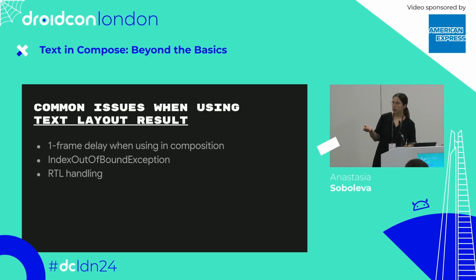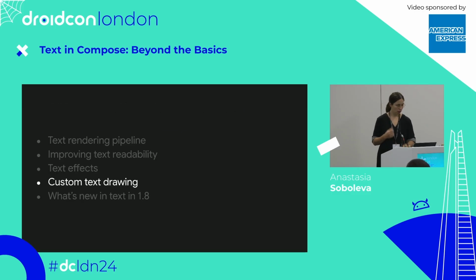Another consideration when doing a lot of this custom stuff with text layout result is that you need to think about right-to-left layouts and languages. We do have APIs that help you and provide right-to-left support, but you need to be sure that you don't constrain all of your calculations to left-to-right. Okay, so let's now talk about the custom drawing of the text.